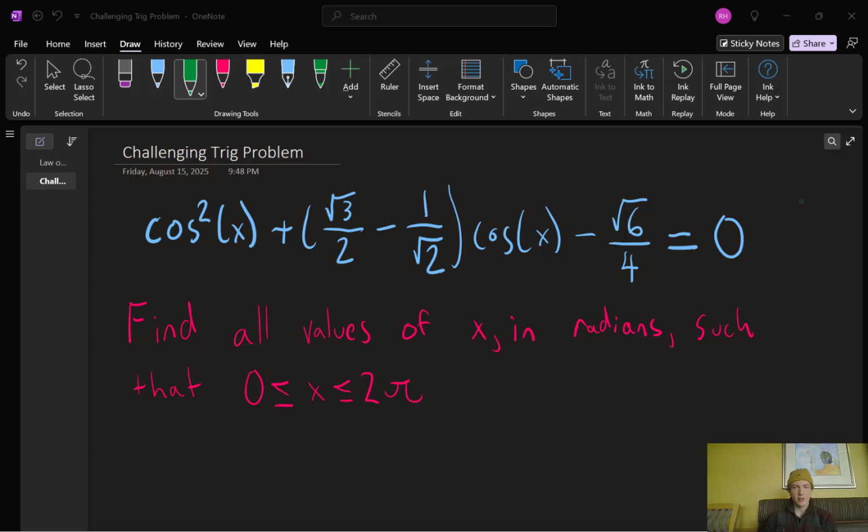Hey everyone, I saw this fun trig problem that I tried to solve. The solution was actually simpler than I thought. So you guys can try to solve it, and if anyone needs a hint, I'll go ahead and give a hint.